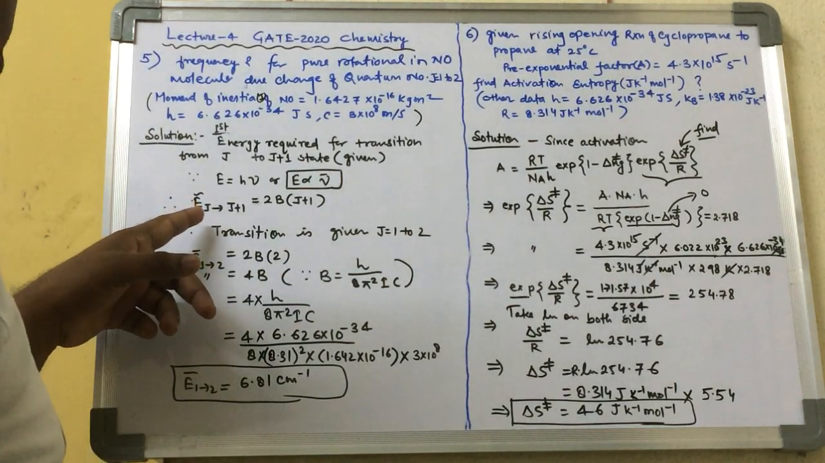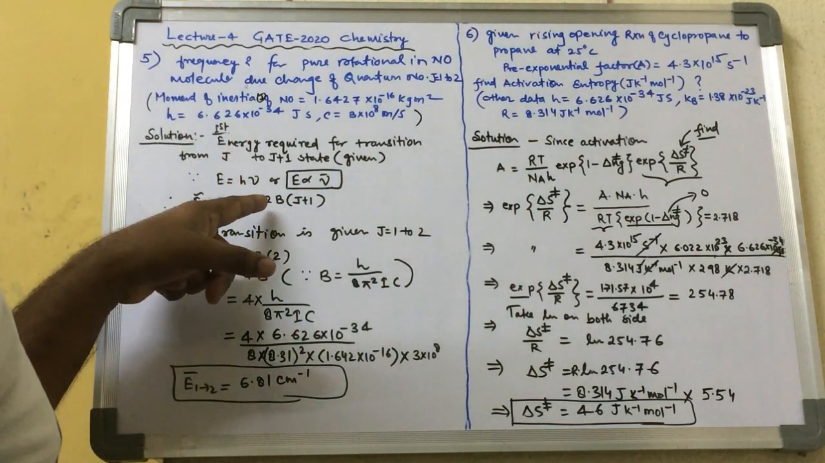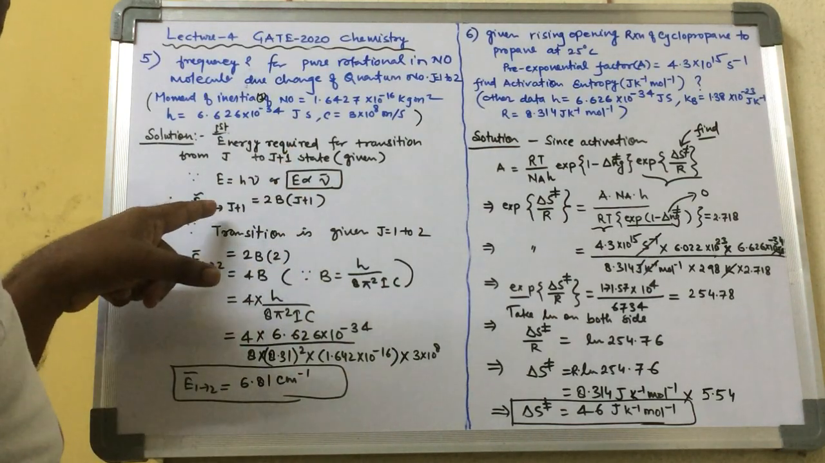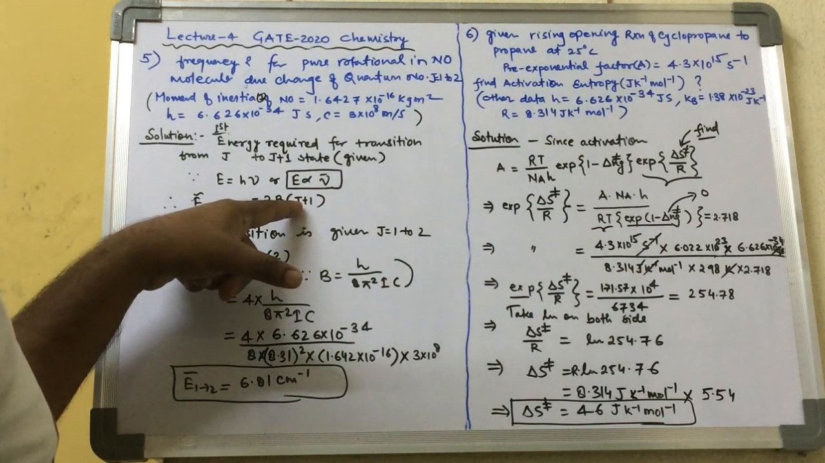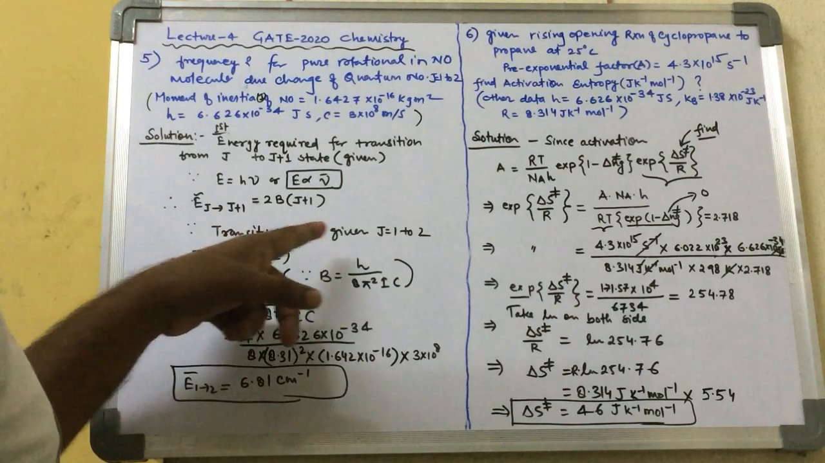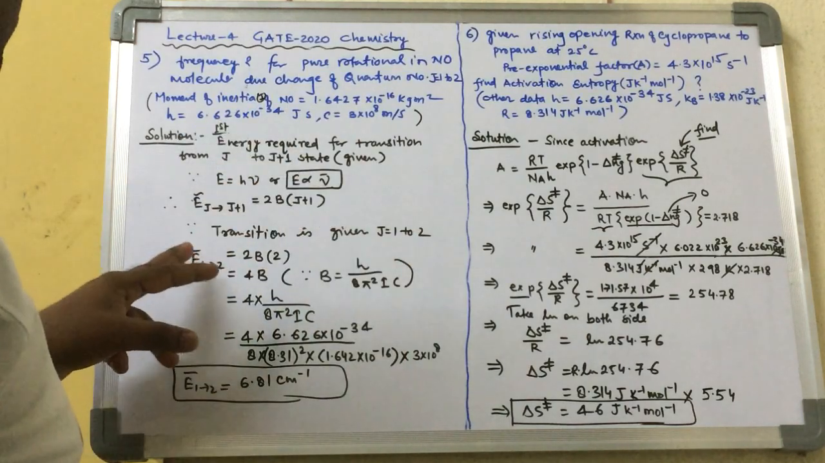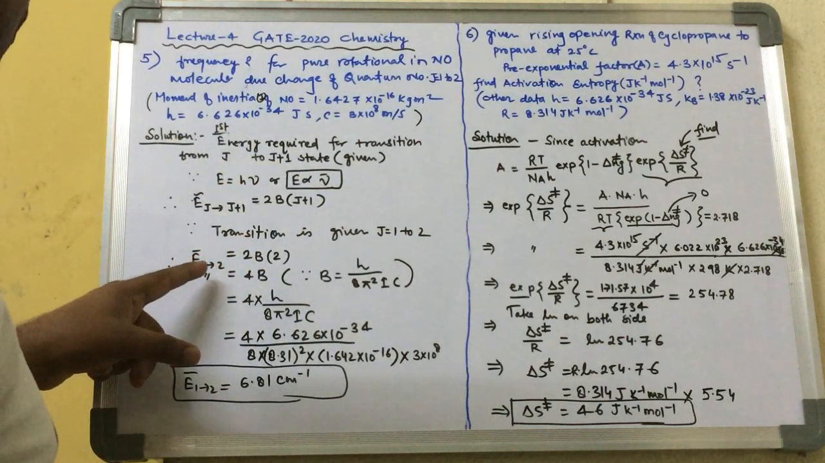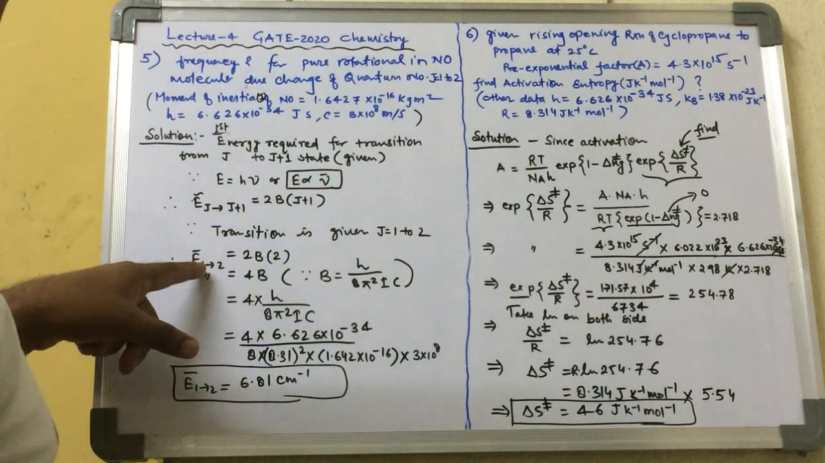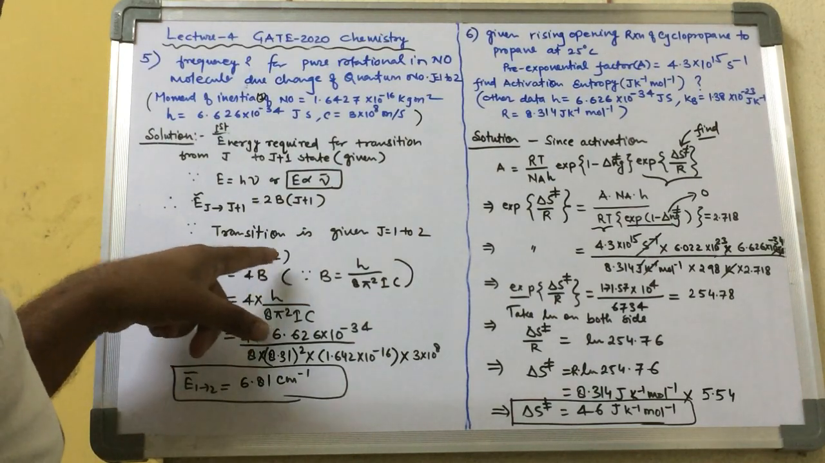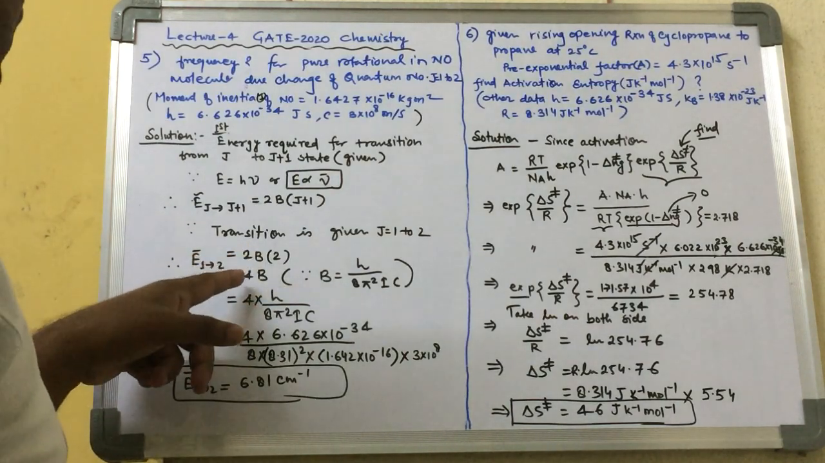So E for J to J+1 transition is equal to 2B(J+1), because here the transition taking place is J+1, so here I have written J+1. Now the transition given in the question is J equal to 1 to 2. So now put the transition 1 to 2. Here we will directly put 2, so 2 times 2 is 4.